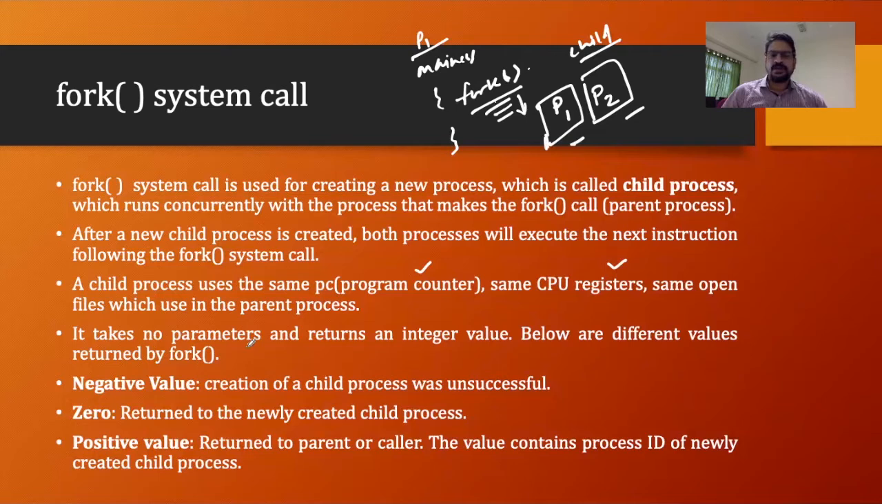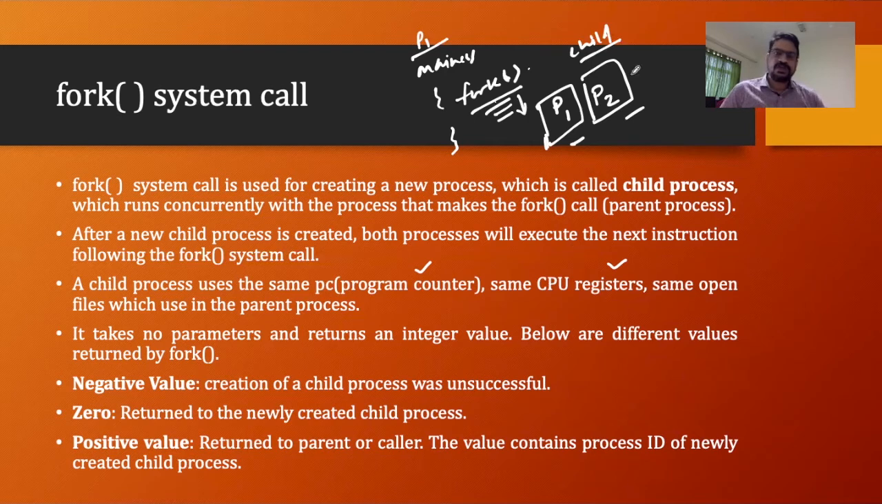The fork system call takes no parameter and returns an integer value. Below are the different return values. What are the different integer values it returns? Either it will return a negative integer value. When fork returns a negative integer value, the creation of the child process was unsuccessful.